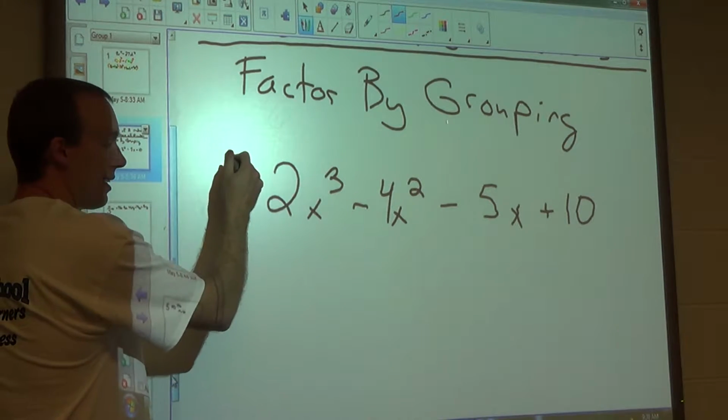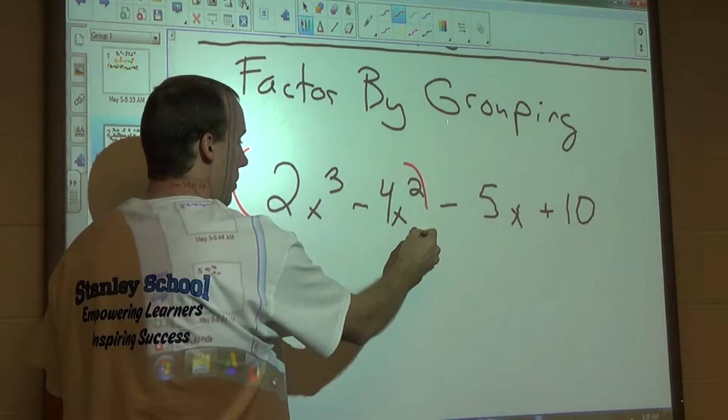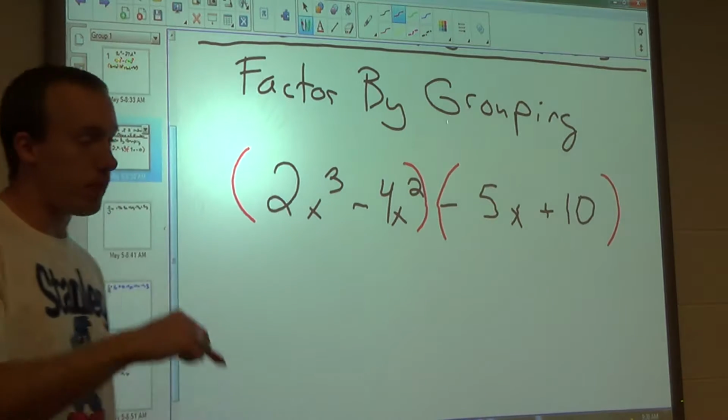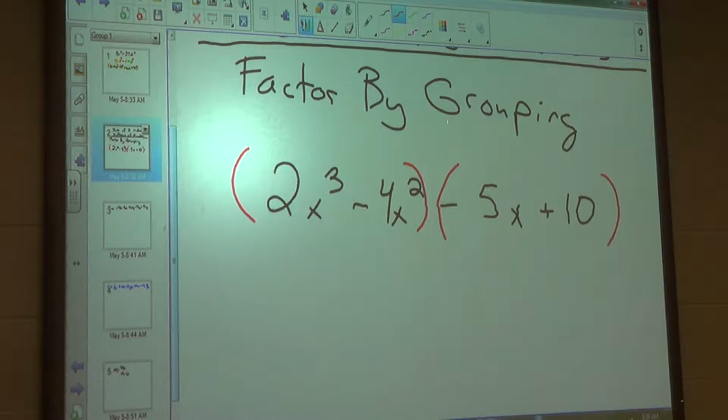And it doesn't matter how you do them. You can do them in different orders. But I'm going to pick these 2 and these 2, and I'm going to group them. Okay, that's my first step.